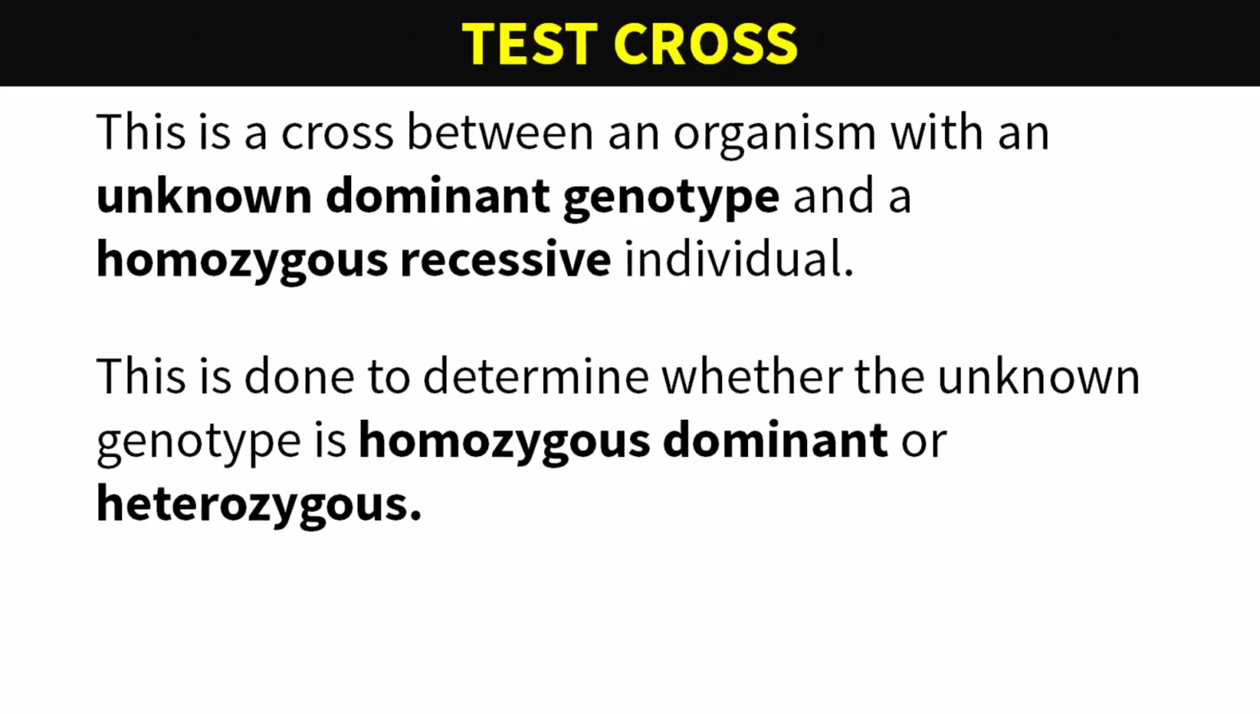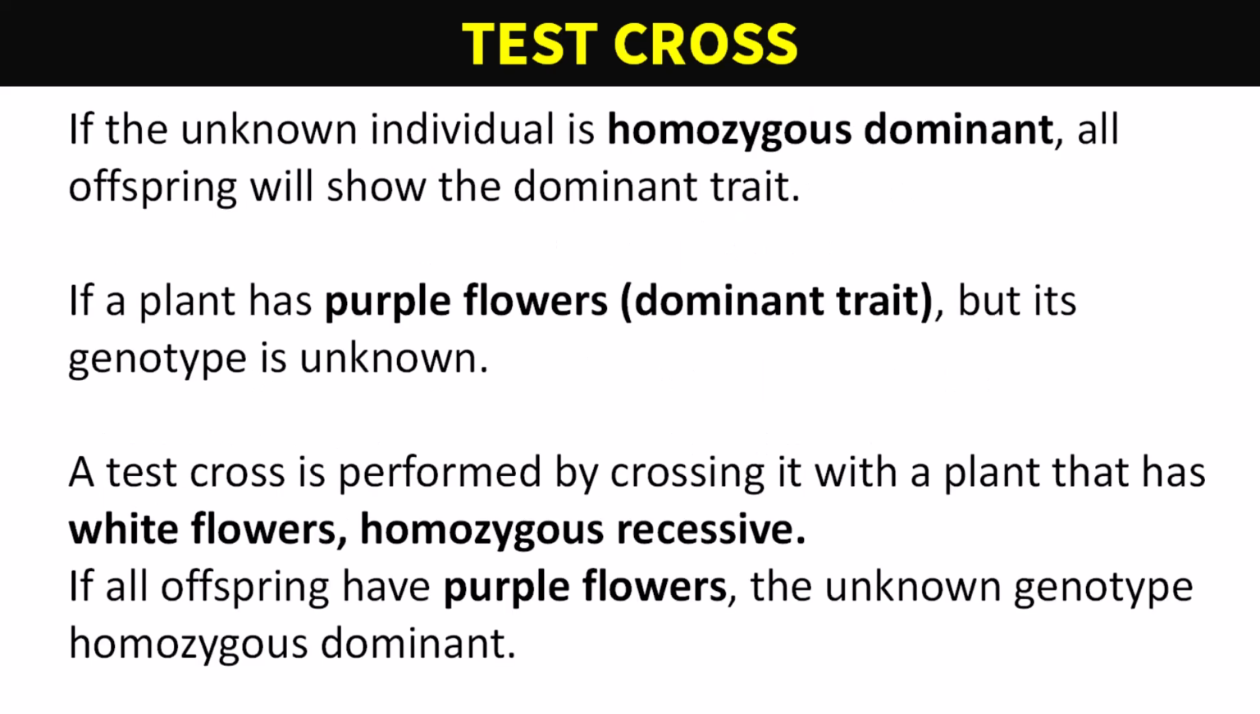A test cross in genetics is a cross between an organism with an unknown dominant genotype and a homozygous recessive individual. This is done to determine whether the unknown genotype is homozygous dominant or heterozygous. How it works. If the unknown individual is homozygous dominant, all offspring will show the dominant trait.